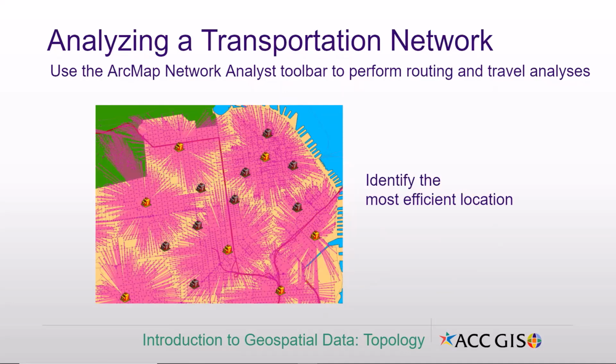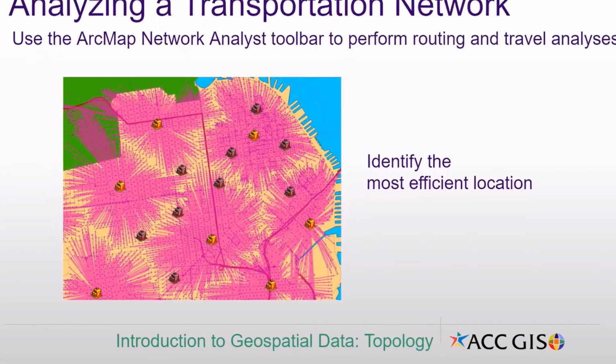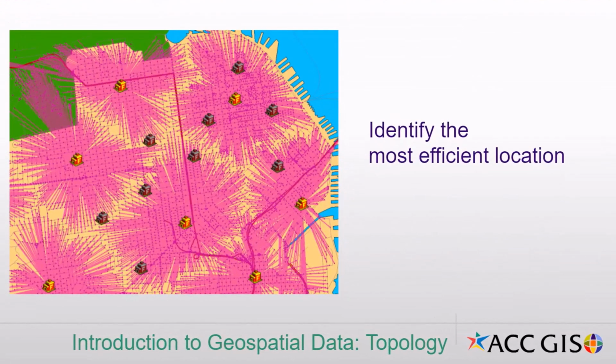The last type of transportation analysis we're going to talk about is to identify the most efficient location. And with this type of analysis, your network locations include incidents and also facilities. And so basically what you're doing is for all of the incidents, you're identifying the time it takes to get to the closest facility.